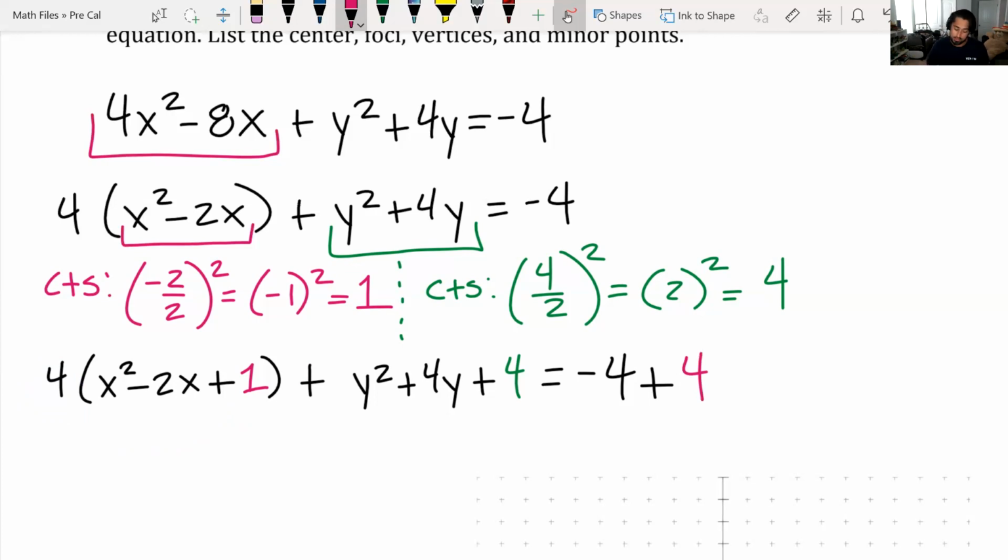Okay. And then plus the last number we got from completing the square on the y part, which is 4. All right. Now, remember, when you complete the square, these become perfect square trinomials, which means they can be factored. So let's focus on that.